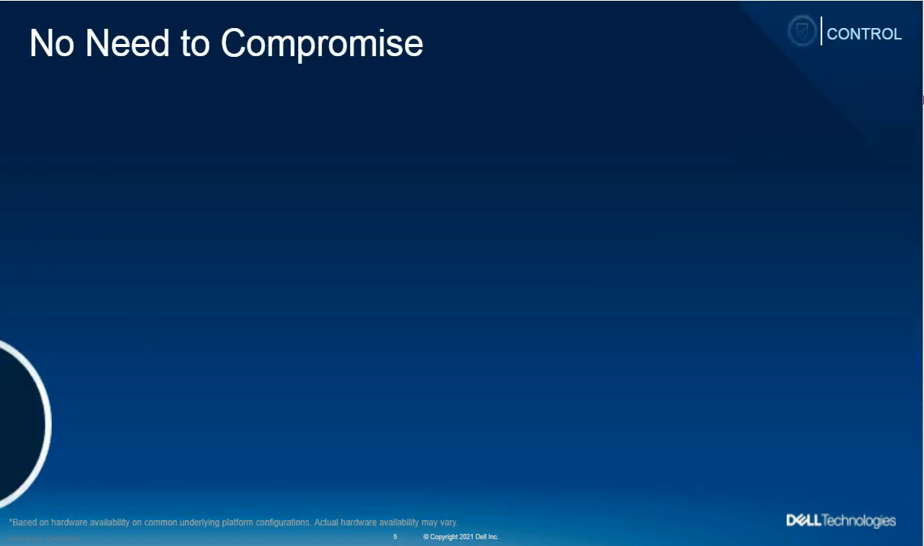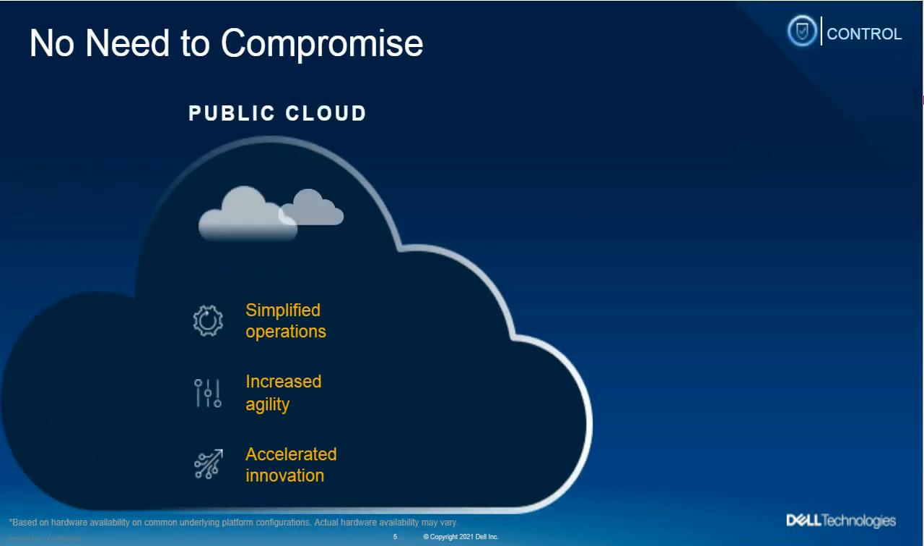Now, let's look kind of big picture. I saw a question in the chat saying, let's really define public cloud versus as a service and on-prem. How do these two things work?